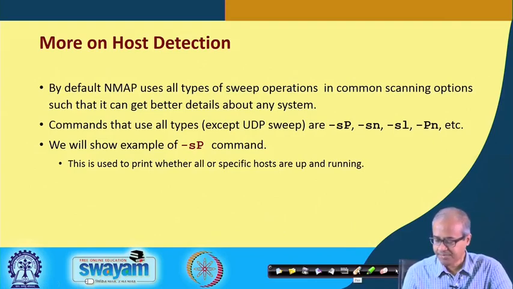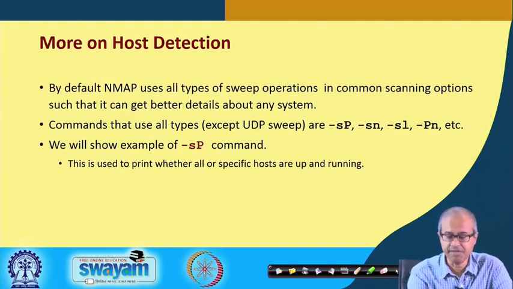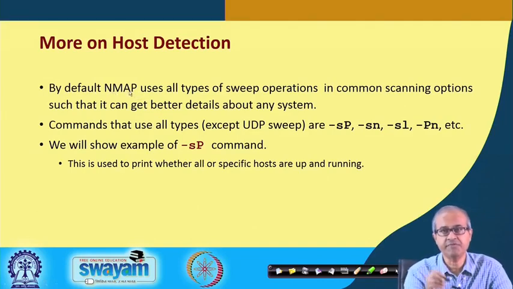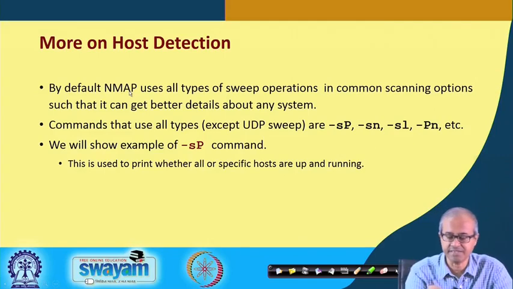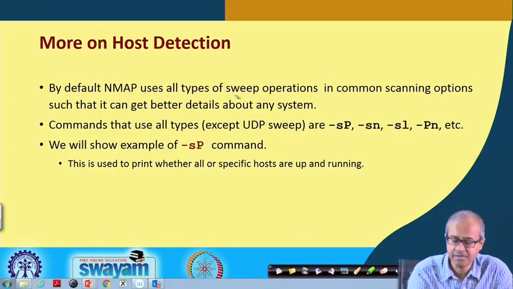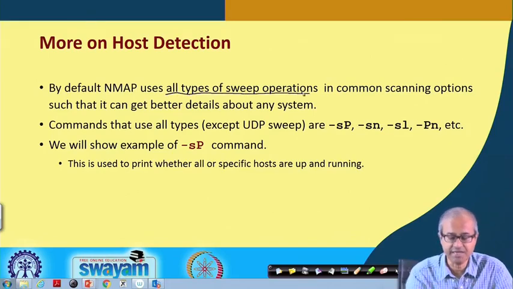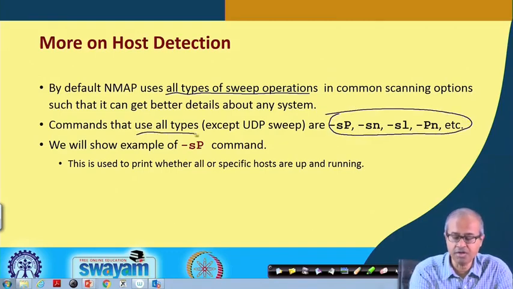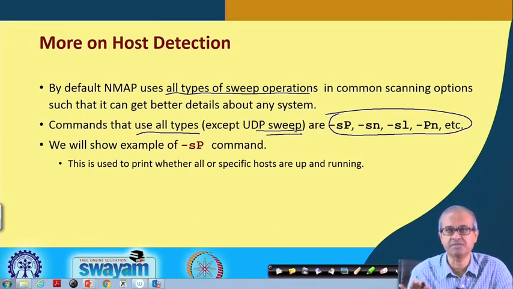There are a few other things on host detection. By default, if you just run NMAP without any flags, it will use all types of sweep operations that are available. It will try the common types, and there are some commands like -sP, -sn, -Pn, which use all types of sweep operation excepting UDP sweep, because UDP sweep is not very reliable, as I told you.